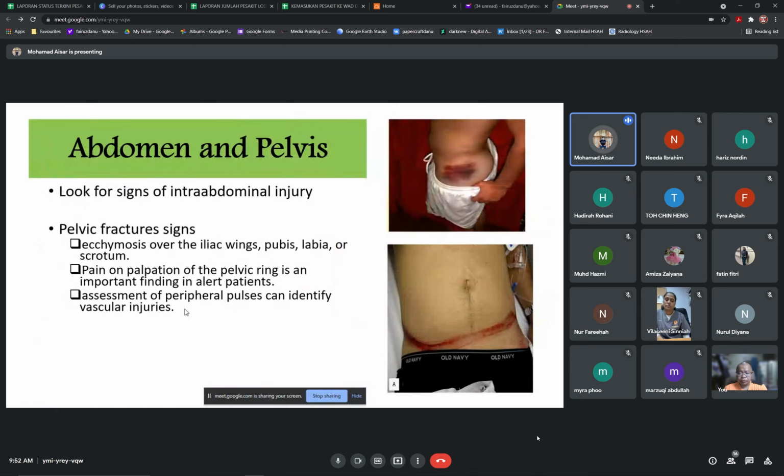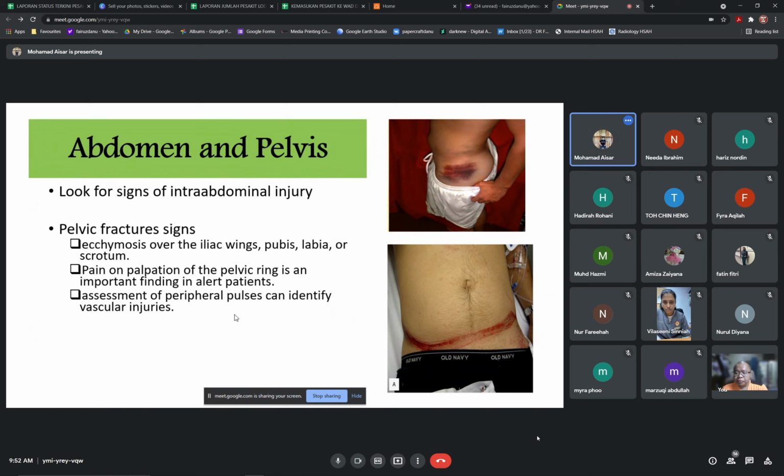Next, we move to abdomen and pelvis. Look for the sign of intra-abdominal injury. Here you can see pelvic fracture sign where there is ecchymosis over the iliac wings, pubis or labia or scrotum. Pain on palpation is an important finding in adult patient. At the same time, assess the peripheral pulses so that we can rule out vascular injuries.